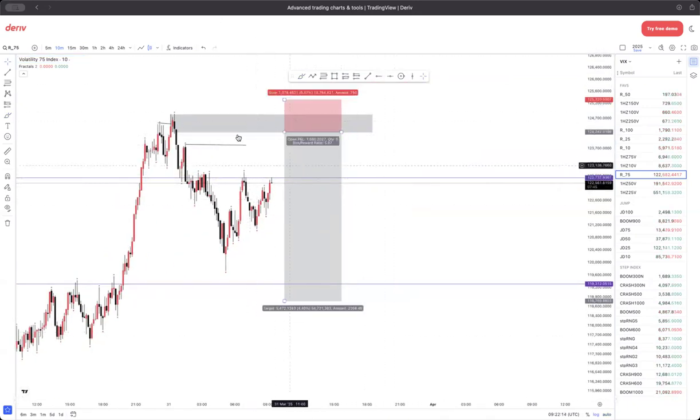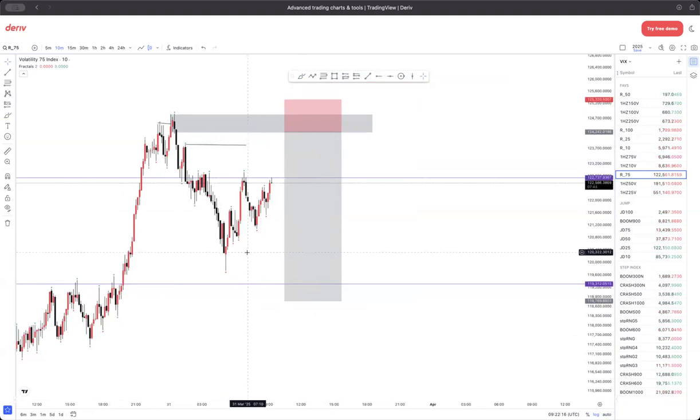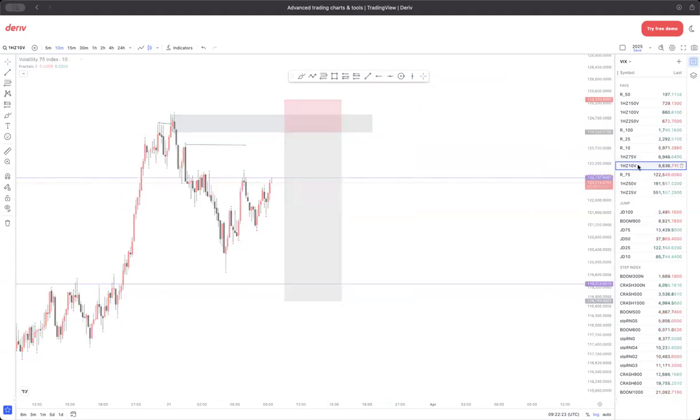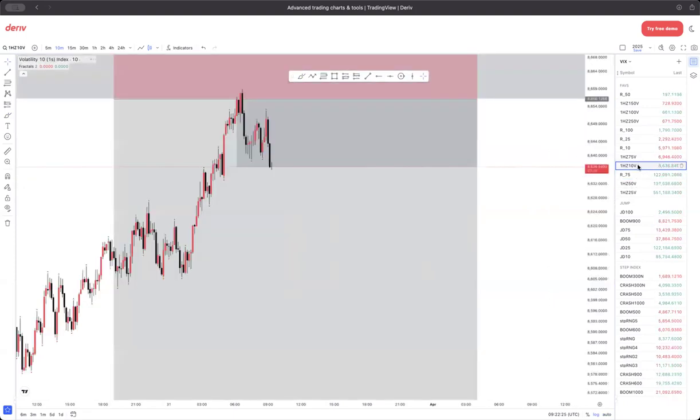Now, what I would expect from V75 now is for V75 to go up to my POI and give me a confirmation entry to take this trade. So now let's look out for more pairs, if I can see more samples to show you guys.